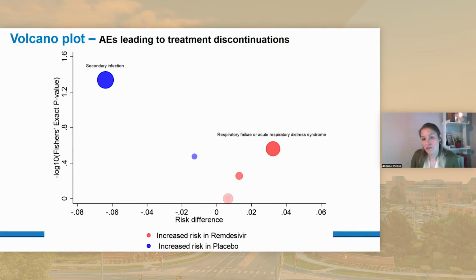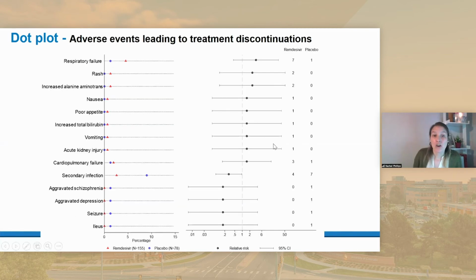However, what we should flag here is that the plot can only display the numerical differences. It's not conveying whether serious secondary infections are of less concern than respiratory failure in this population, and therefore a smaller difference in respiratory failure may be of more importance than a greater one in secondary infections. Now, looking at the corresponding dot plot, the dot plot supports the same message as the volcano plot for secondary infections. You can see down here.